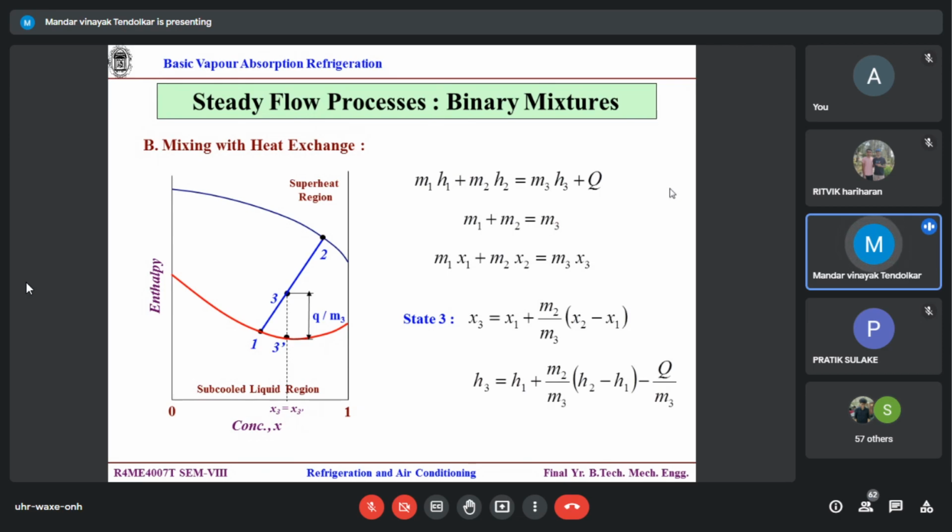Correct? First two terms same, H1 plus M2 by M3 into delta H, H2 minus H1. That is the same. If I put Q equal to 0, that is your adiabatic mixing. Since here I have put plus Q, here it is minus Q. Again, I am repeating, that is not compulsory. It solely depends on the way I ask you the question. If I ask you to calculate the heat to be removed, accordingly. If I ask you to calculate the heat added for achieving the vapor state, accordingly, plus Q or minus Q. Okay, logically very, very simple.